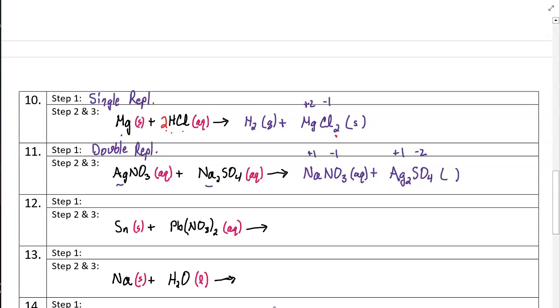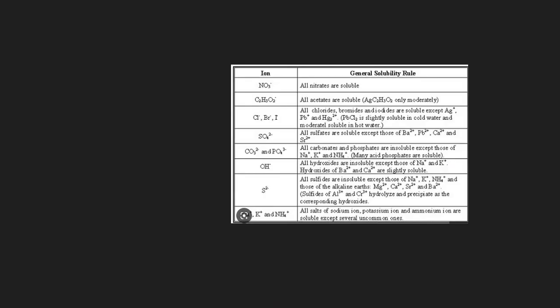Let's look up silver sulfate. Sulfate is the 4th row down. All sulfates are soluble except for... I don't see silver mentioned as an exception, so our silver sulfate is soluble. That means it's aqueous.